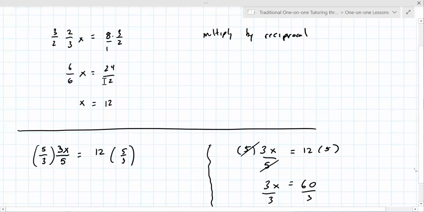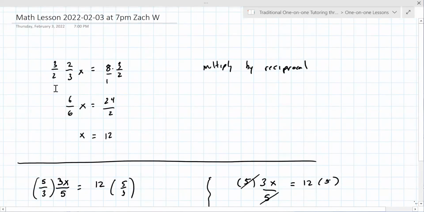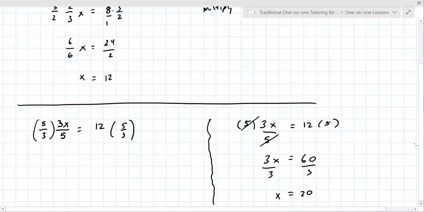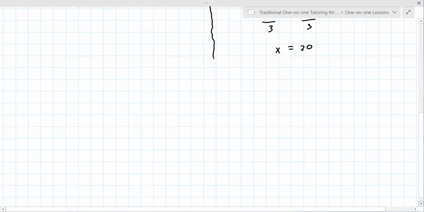Sure. Let me actually write it here. No, honestly, I kind of like the last one. I feel like that's the one that takes the least amount of steps. This one over here on the right? Yeah. Okay. If you're going to do it that way, that is totally fine.